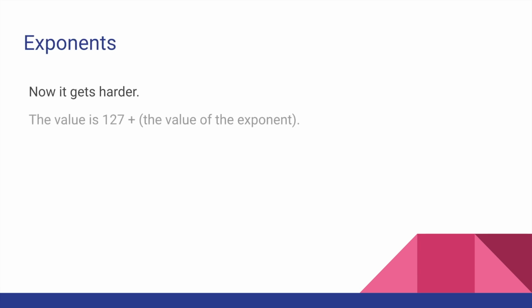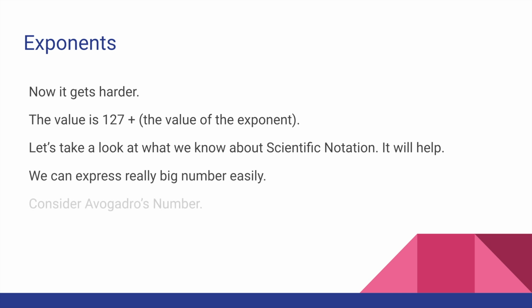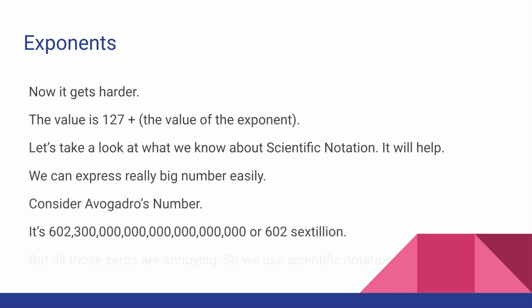The exponent. This is where it gets a bit tougher. The exponent is how far you shift the binary point plus 127. And we'll see how this works. Think about scientific notation. It's going to help a lot, actually. We can express really big numbers really easily.